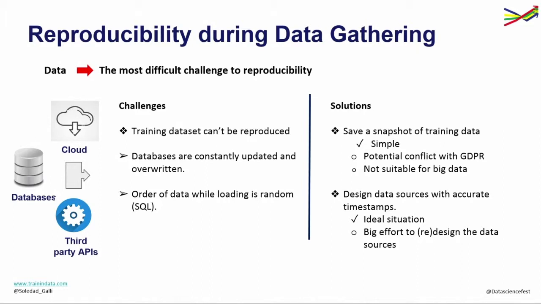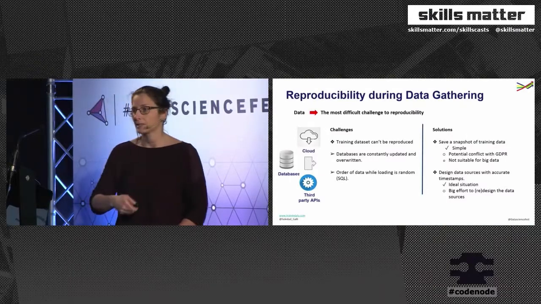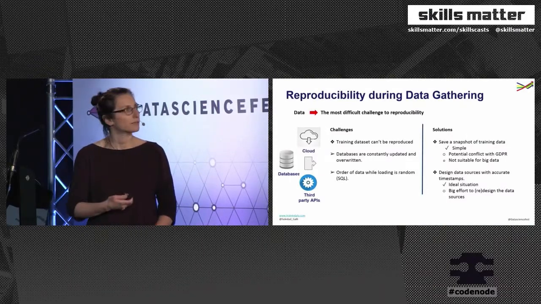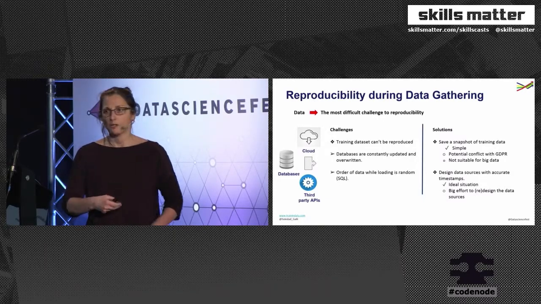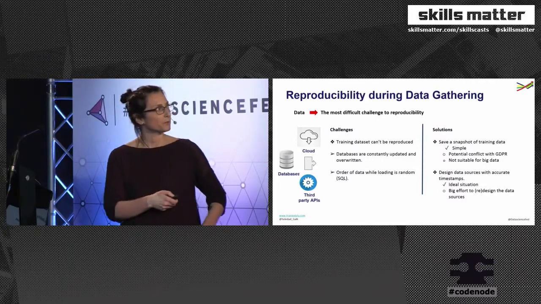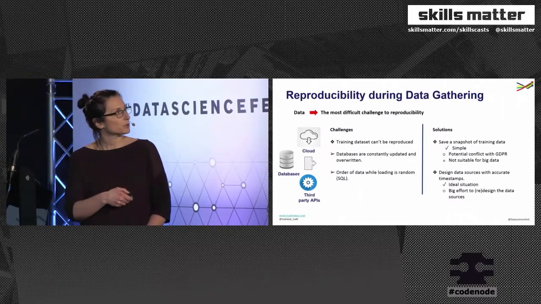And why can that be? A variety of reasons. In some cases, databases are overwritten daily. So every time we update the record, we overwrite the record. So then the view that we have today of the data is not the same view that we will have in a month from now. So that already means that the training data set is not reproducible.